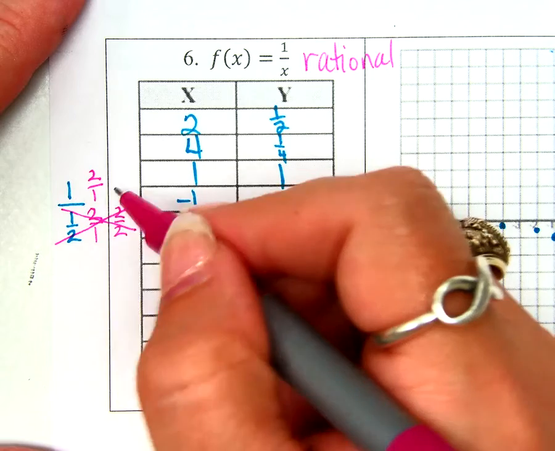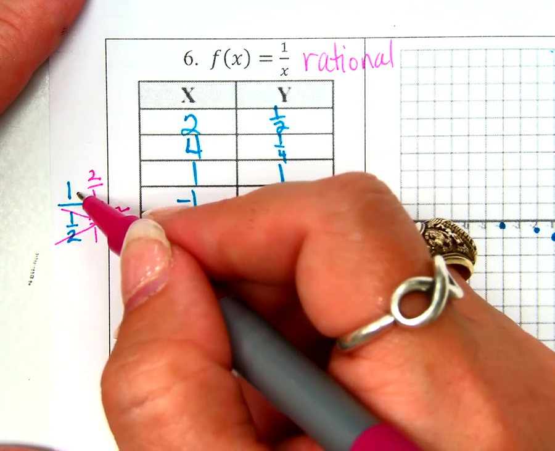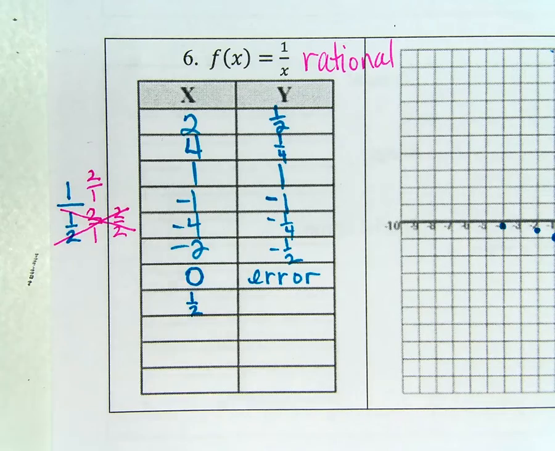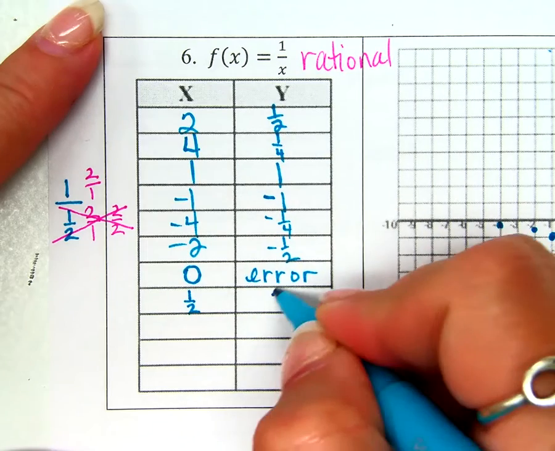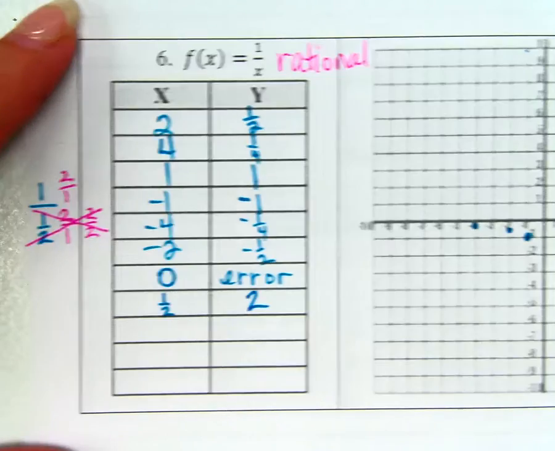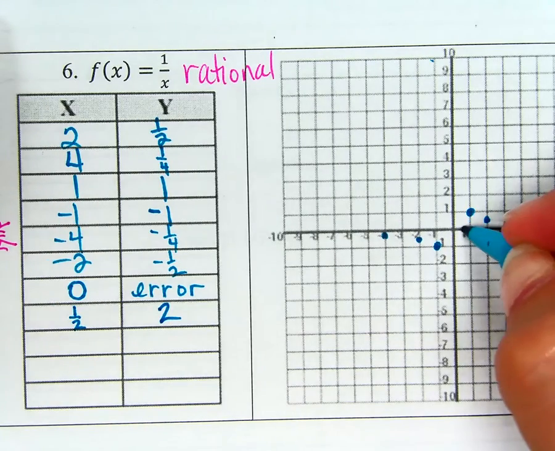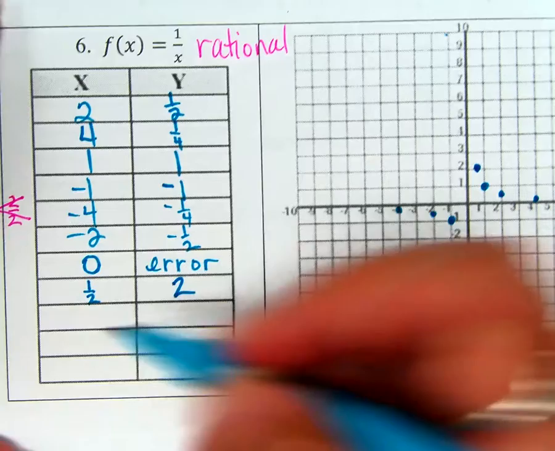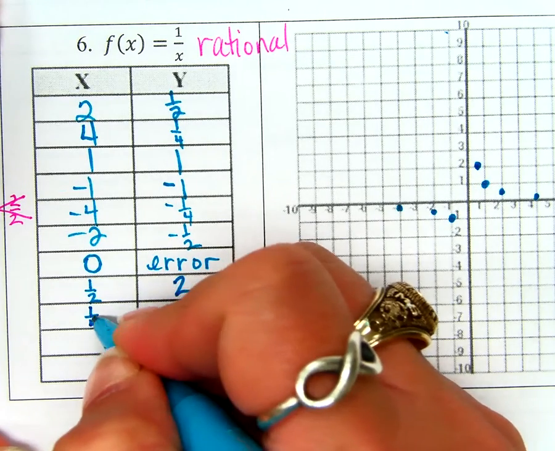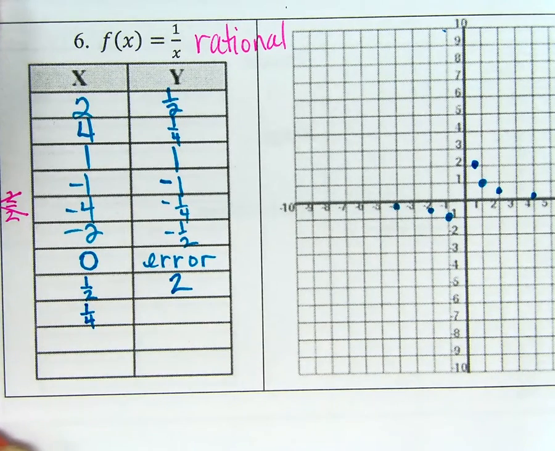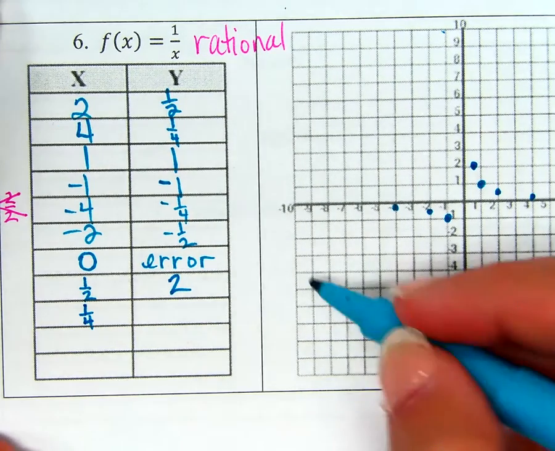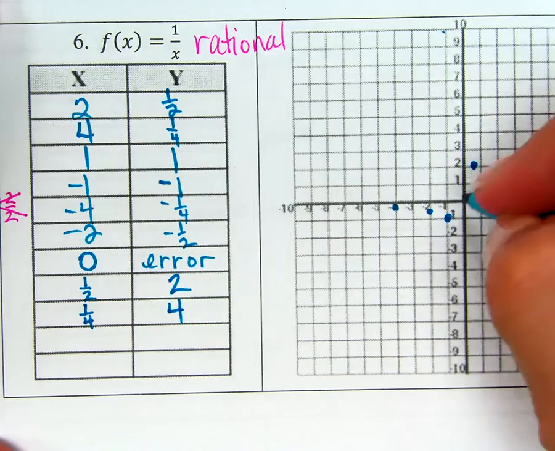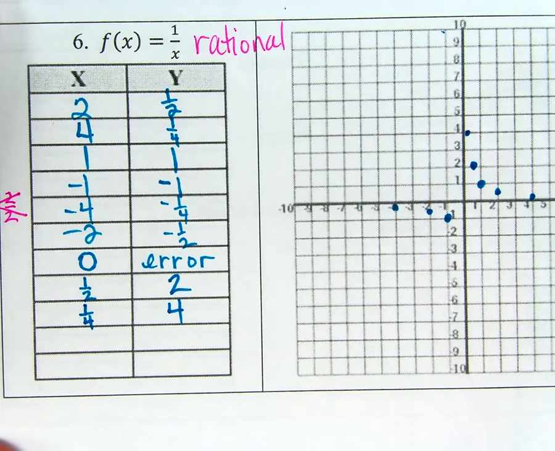What's left in the numerator to do? 1 times 2. What is 1 times 2? 2. So now I have 1/2 and 2. What if I chose a 4th? What do you think would happen for my y value? It would be 4. That's exactly right. So a 4th and a 4.